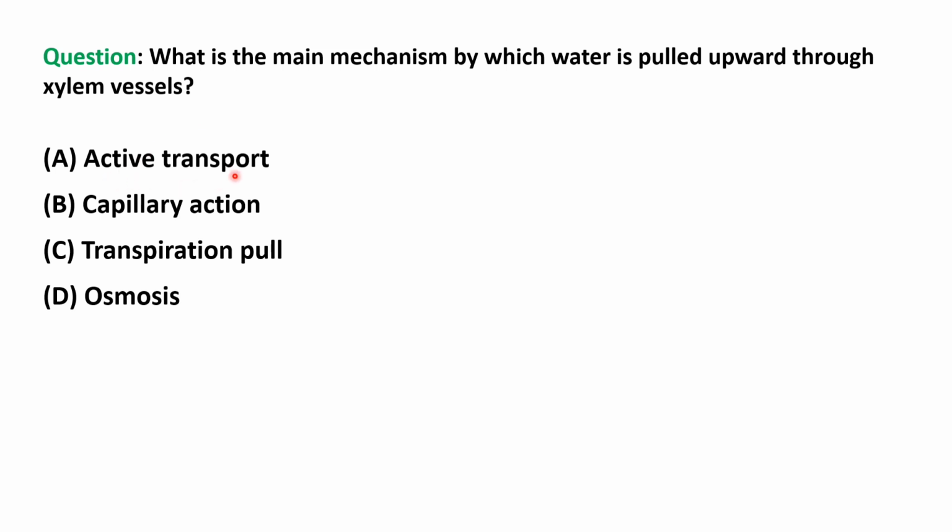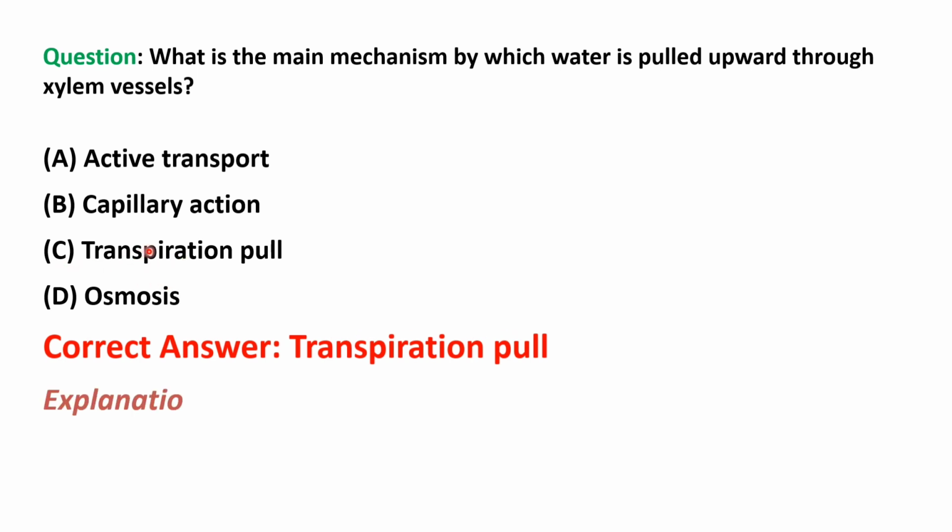A. Active transport. B. Capillary action. C. Transpiration pull. D. Osmosis. So the main mechanism by which water is pulled upward through the xylem vessels is what we call transpiration pull. So the correct answer is C.